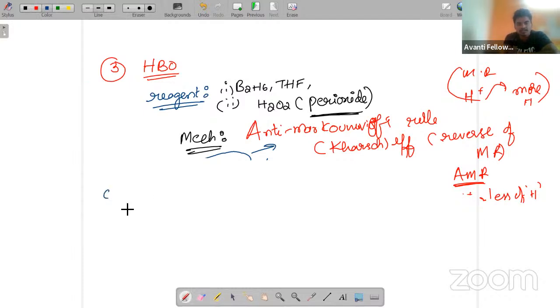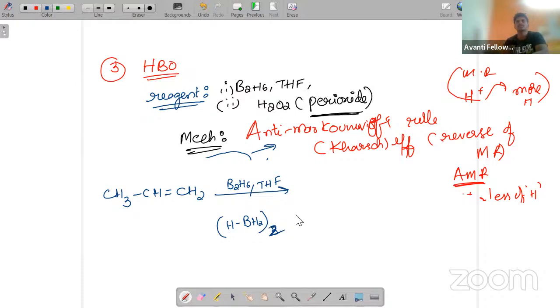That is CH3, CH double bond, CH2. The reagent is B2H6 in the presence of tetrahydrofuran. First, B2H6 will exist in the form of HBH2 twice, which is simply B2H6 only. Now the H plus will attack the carbon which has fewer hydrogens.